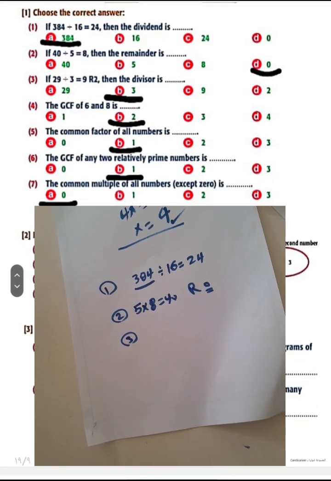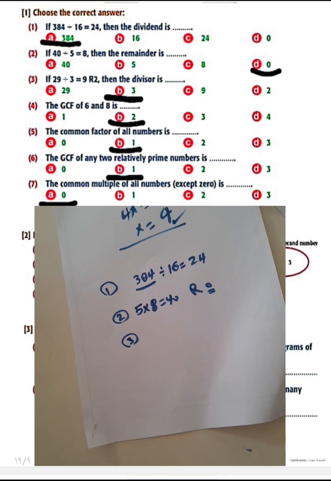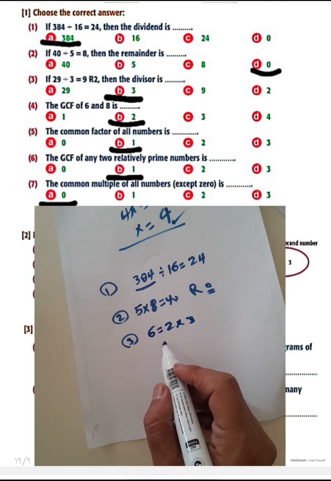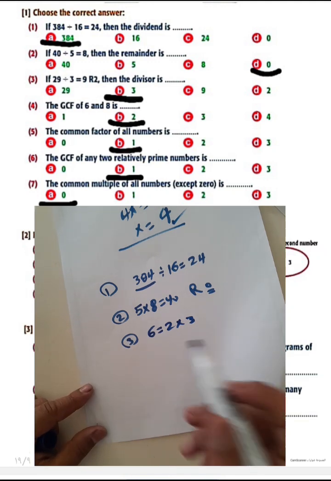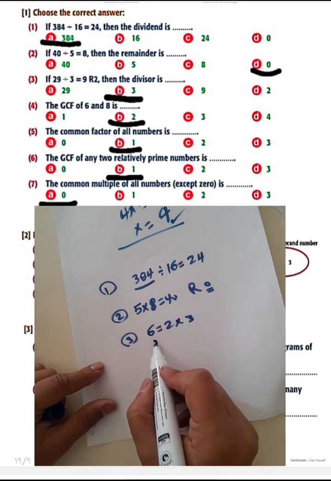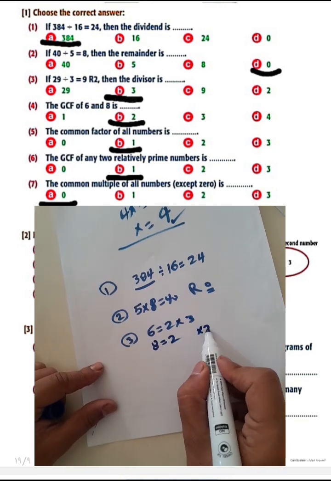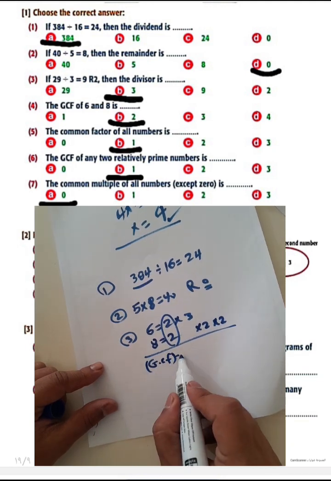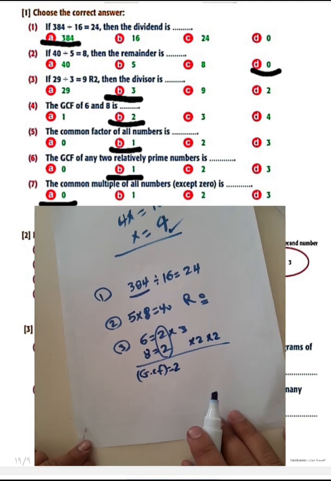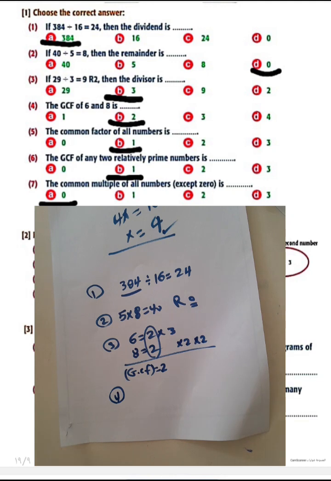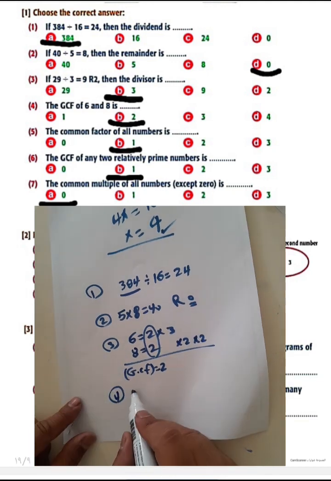Question number 4. The greatest common factor of 6 and 8 is, we know 6 equals 2 times 3. And the next number here, 8 equals 2 times 2 times 2. We find here the greatest common factor. It will be the common factor between the two numbers here. Question number 4 was 2.